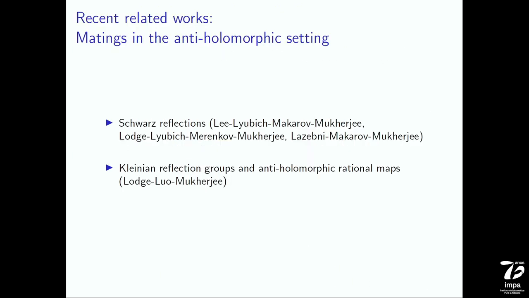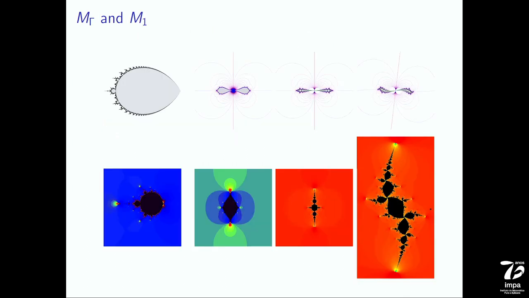Okay, at this point I should say that there are recent related works in the anti-holomorphic setting, done by Misha Lyubich, Makarov, and other people, in terms of Schwarz reflections and Kleinian reflection groups. And this is a picture that illustrates the theorem.